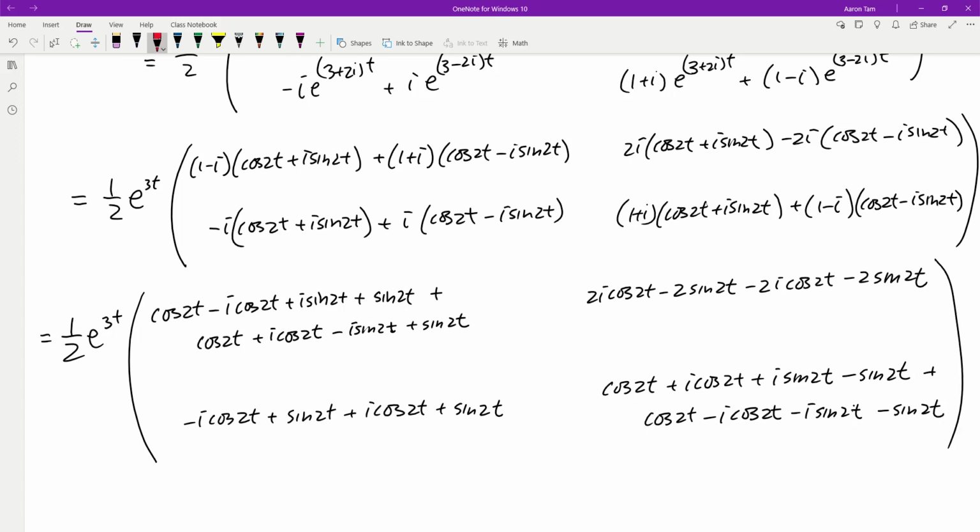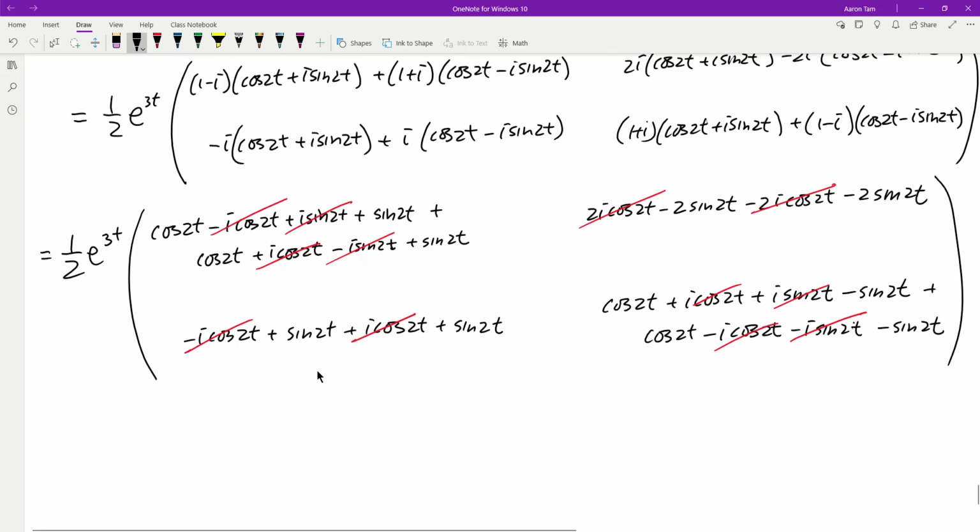All right, let's see what I can cancel out. Notice that the i cosine 2t, i cosine 2t, i sine 2t, i sine 2t are gone. For this one, the 2i cosine 2t terms are gone. For this one, the i cosine 2t terms are gone. For this one, i cosine 2t and i sine 2t are both gone. The remaining things can combine, so that actually cleaned up quite a lot.